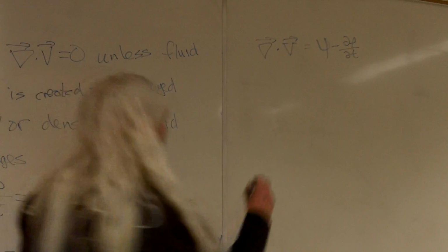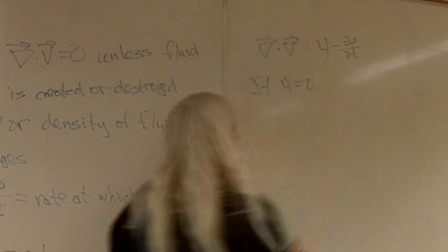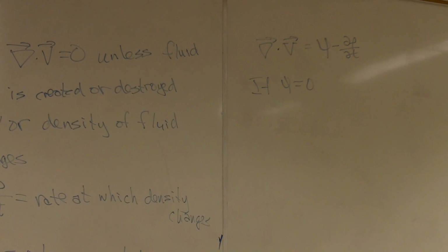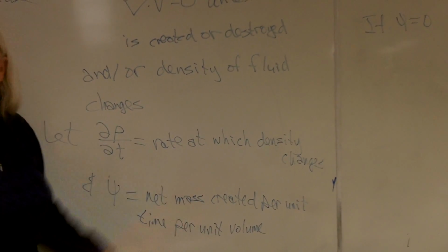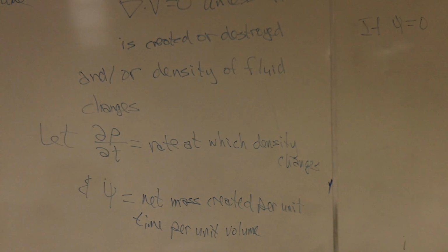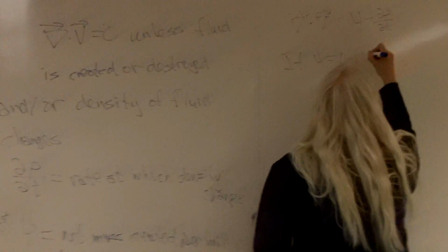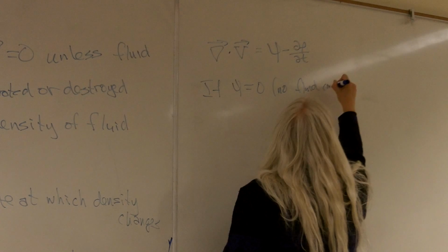So anyway, if psi is equal to 0, in other words, if there is no mass being created. By the way, when I say net mass being created, that of course means the mass created minus the mass destroyed. If mass can be created, you could imagine it could be destroyed as well. So again, that's of course what net means. So if psi is 0, that would mean that there's no fluid being created or destroyed.